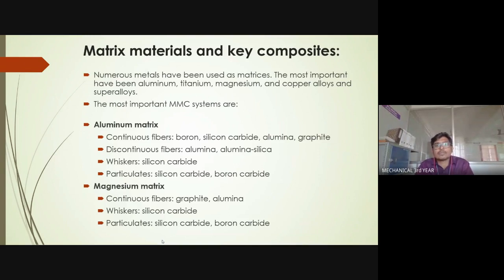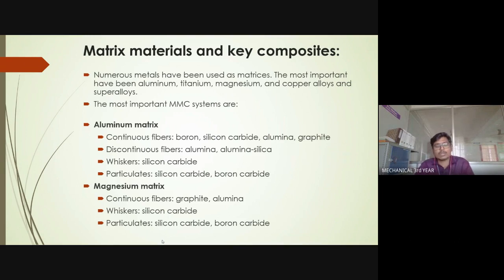So we have some key components of composites over here. The metal matrix composites and their key components are listed here. Numerous metals have been used in matrices. The most important have been aluminum, titanium, magnesium, and copper. So if you are taking metal matrix composites as your area, you have to choose only these metals. These metals are predominantly chosen for producing components for various applications. The most important MMC systems are aluminum matrix.